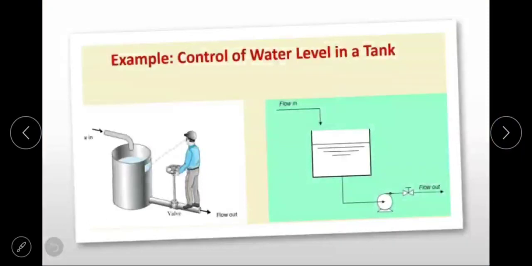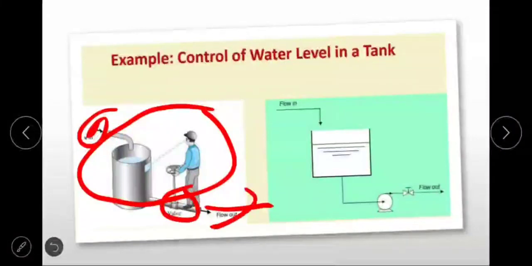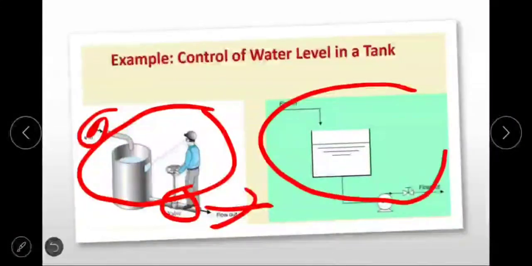Okay, so this is an example of control of water level in a tank. Here you can see the manual control. This man is opening or closing this valve according to the water level. This man is looking at the water level, and here there is a valve. Whenever the water level is high, he will open the valve, and the flow out will be there. So this is the block diagram of this thing.